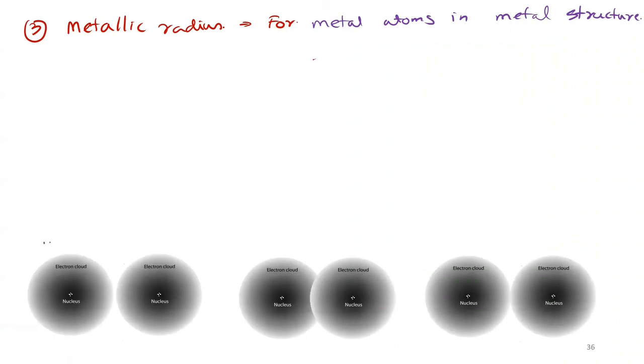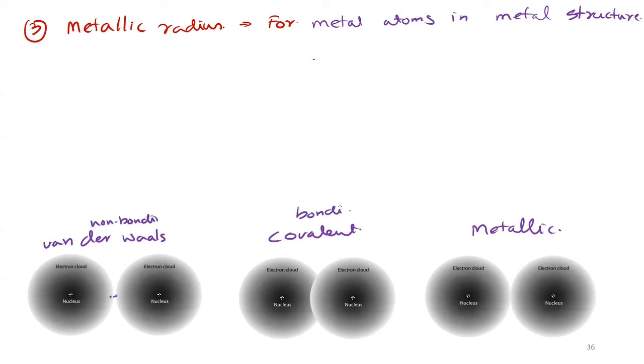This is van der Waals. And the second one is covalent. And the third one, metallic radius. In the van der Waals one, you see that it is not bonding. It's non-bonding. Covalent, it is bonding.